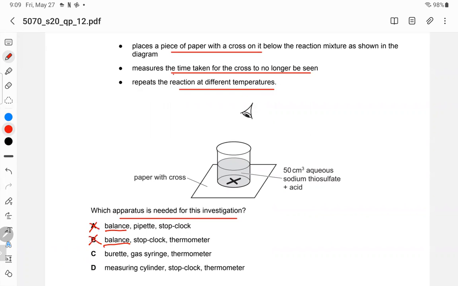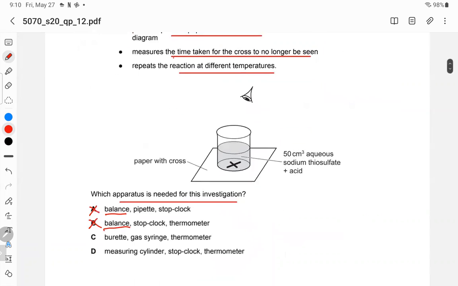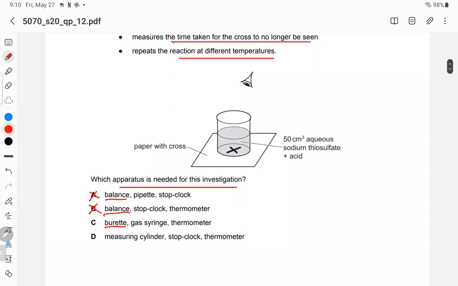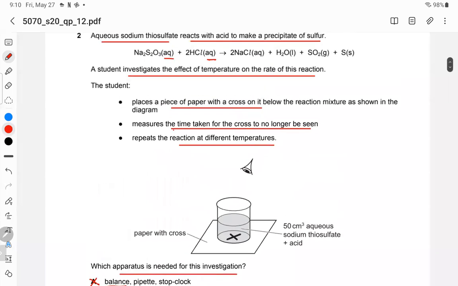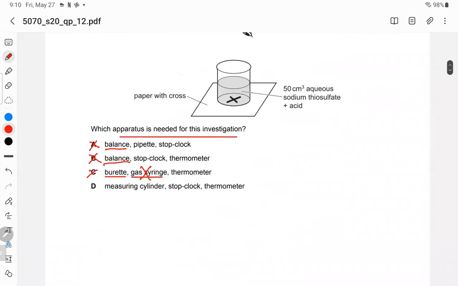So A and B go wrong. D. Yes, D is the correct answer because burette is used for the specific. No, not actually. If you look over here, it's a gas syringe, because we are not measuring the gas. A gas is forming over here, but we are not measuring the gas. We are just observing the time in which the cross disappears. So that makes C also wrong. So we are left with the D option. So D is the correct answer.